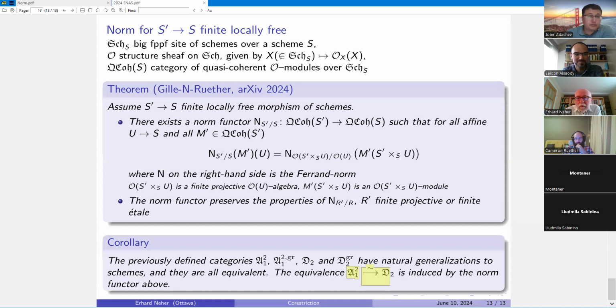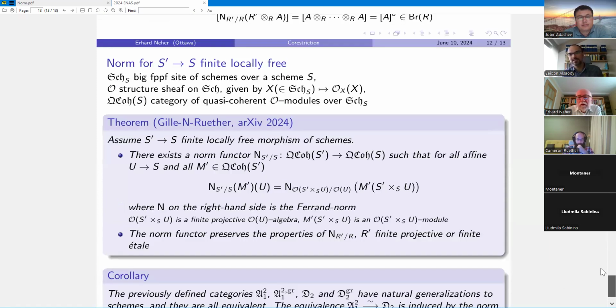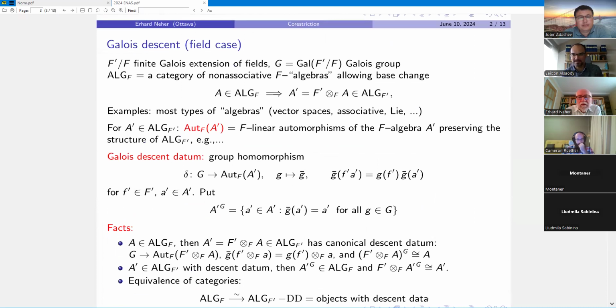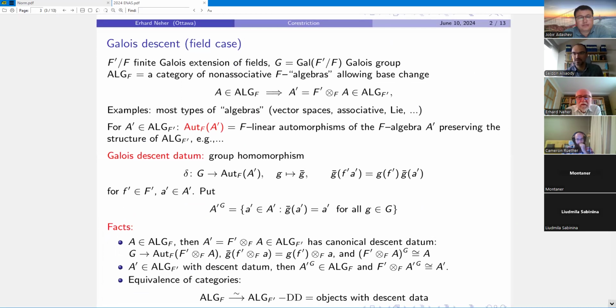So maybe I can start with one question, if I may. At the very beginning, when you defined the corestriction, you took your object over F prime and you constructed one privileged descent datum, and this gave you an object over F. In general, if you have an object over F prime, it might have a different descent datum. So is there a way to motivate why this particular descent datum is the most natural, or something like that?